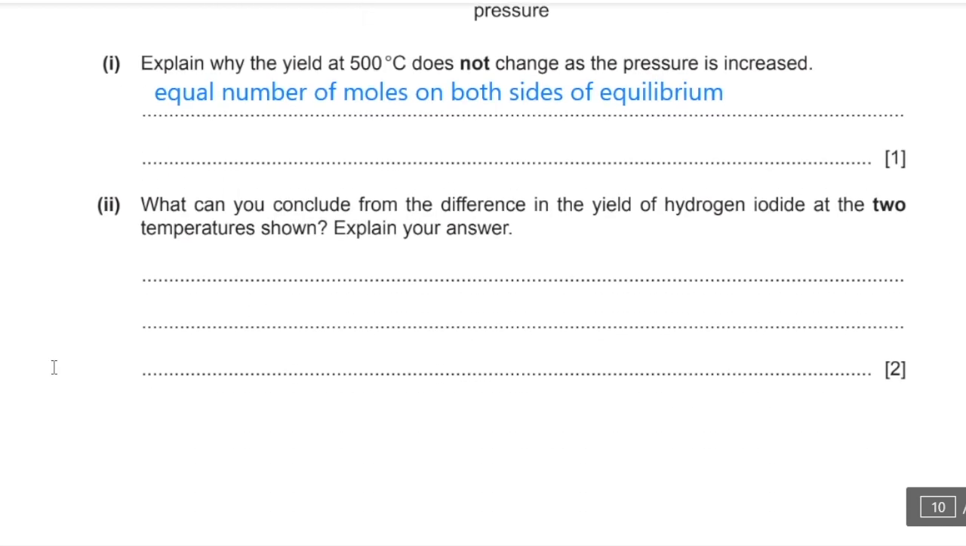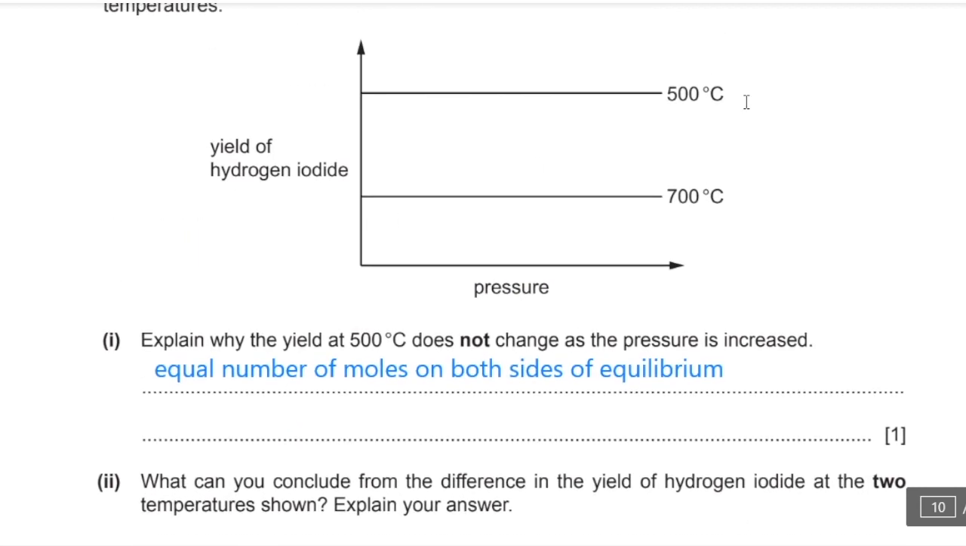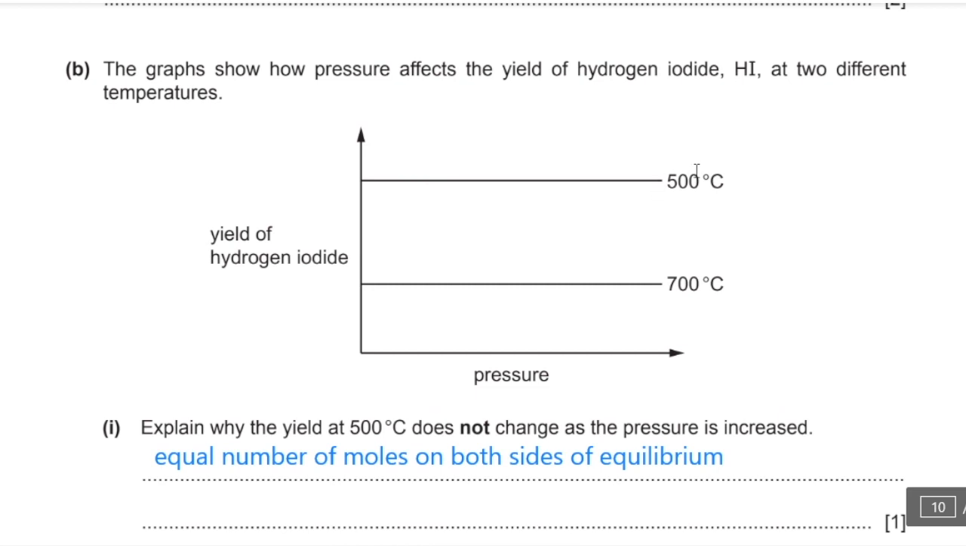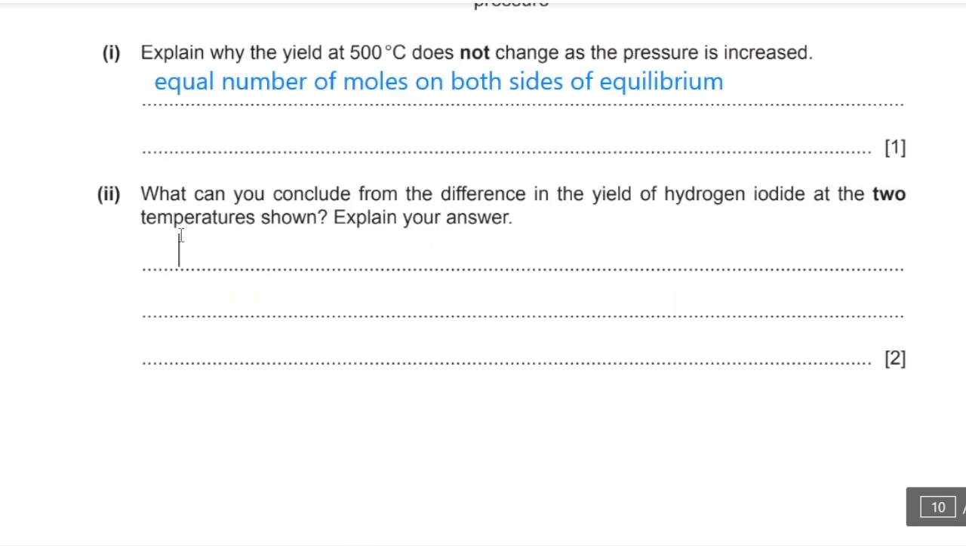Two, what can you conclude from the differences in the yield of hydrogen iodide at the two temperatures shown? Explain your answer. Right. As already mentioned, a higher temperature provides a lower yield of hydrogen iodide. That means if the lower temperature provides a greater yield, the forward reaction producing the yield is favored by low temperatures, or in other words, exothermic. So you have the answer. The forward reaction is exothermic as it is favored by low temperature, or gives a high yield at low temperature.